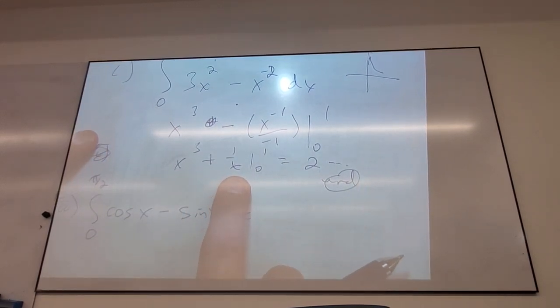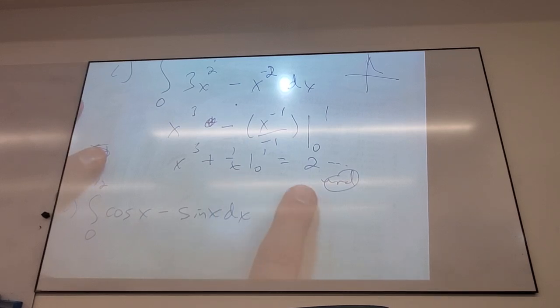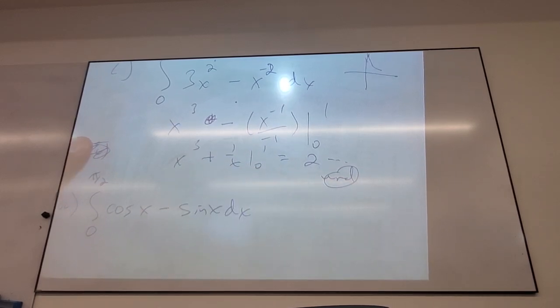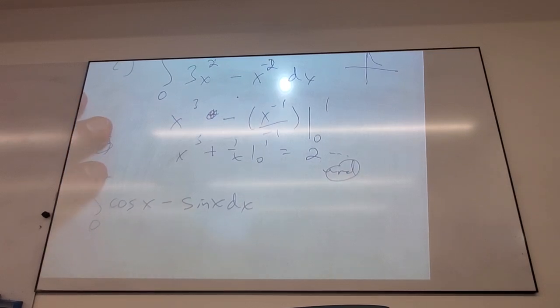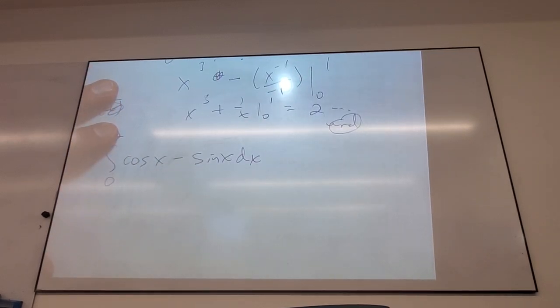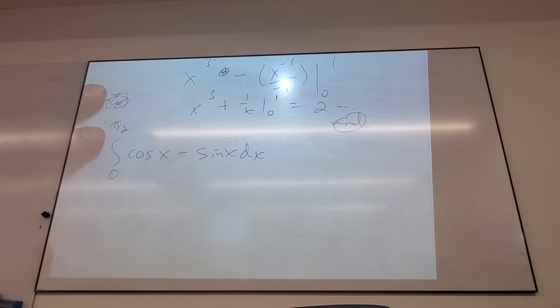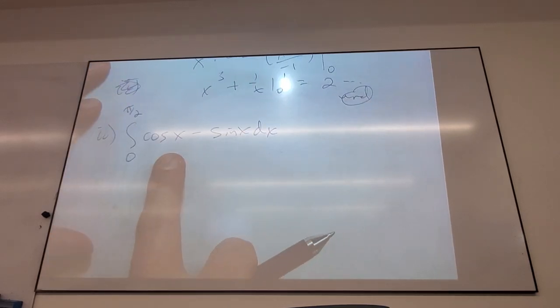This is big F of x. So when I plug in a 1 and plug in a 0, I'm doing big F of b minus big F of a. So you just still say big F equals this stuff, if you want to, yeah. You just like saying it. So what about this guy?